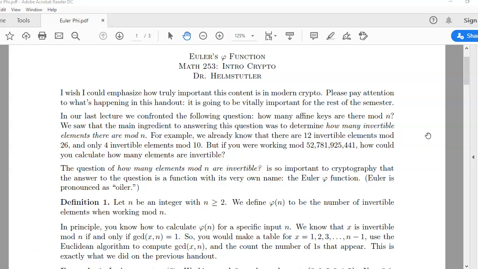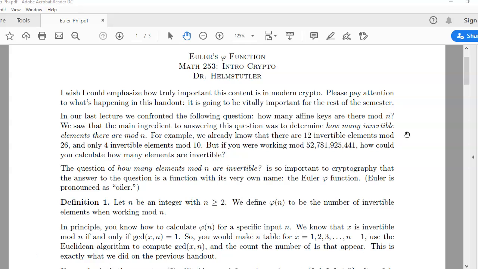So, for example, we've known for a while now that there are 12 invertible elements mod 26. And you learned on the last handout there are only 4 invertible elements mod 10. Okay? But what if you are working mod, I don't know, 52,781,925,441? How could you feasibly work out how many elements are invertible?